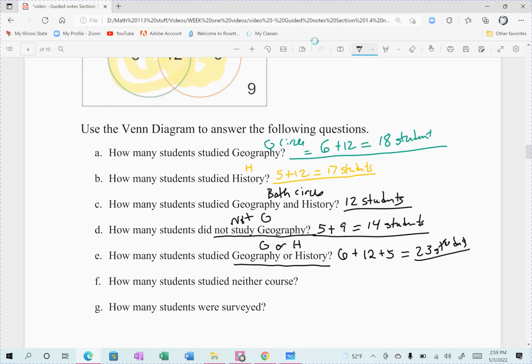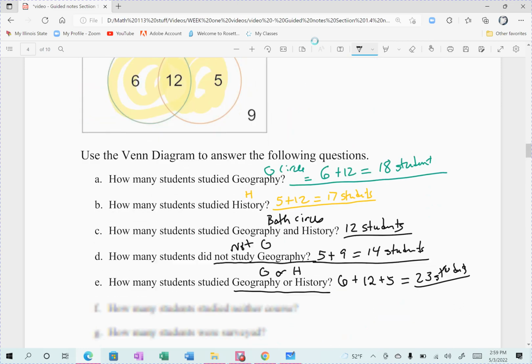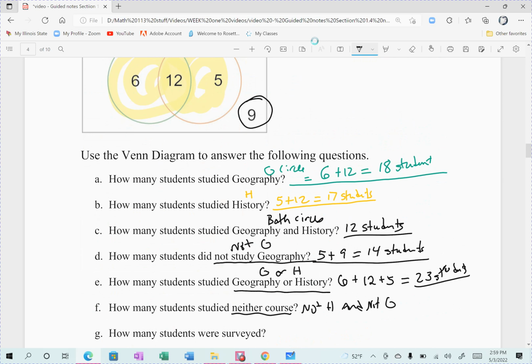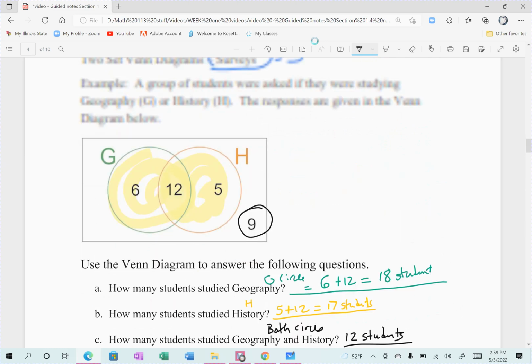All right, the next question, how many students studied neither? Neither means not history and not geography. So it's the exact opposite of the last question. We are not in the history circle and we are not in the geography circle. Well, that's those 9 students out here, not in either one of those. And so 9 students did not study either one. Now, they might have studied something else, but they didn't study either one of those 2 in the survey.